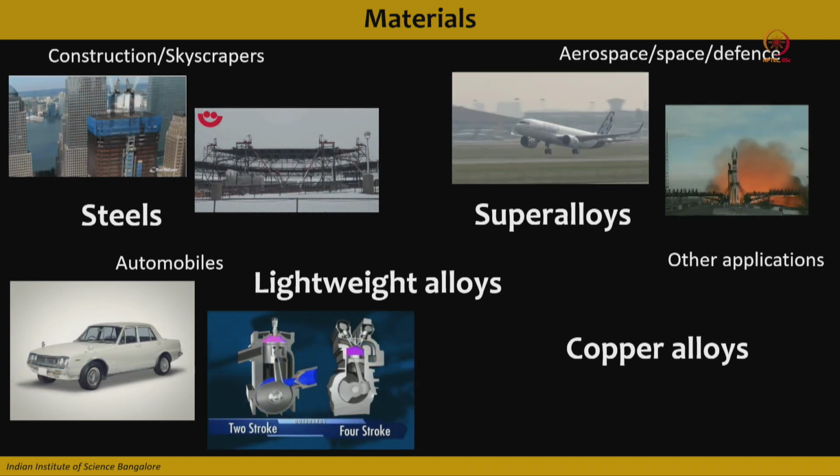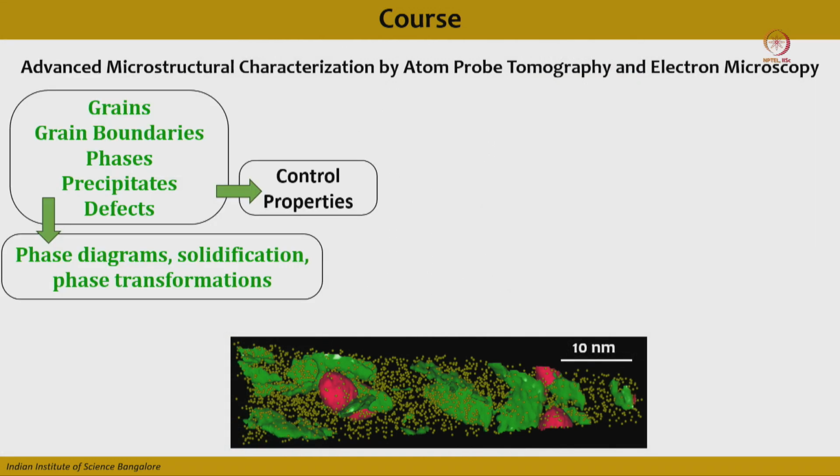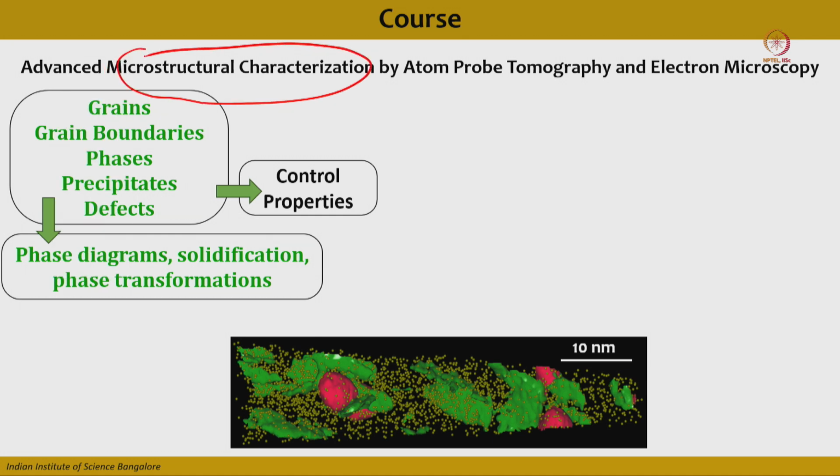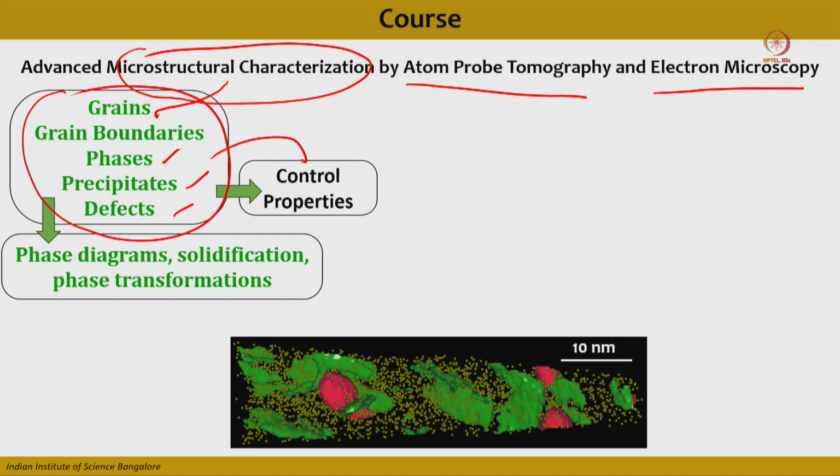All these materials have specific microstructural features. As the course title says, it is advanced microstructural characterization by atom probe tomography and electron microscopy. We will go one by one. What are these microstructural features? These are grains, grain boundaries, phases, precipitates, and defects. These all consist in the microstructure, which controls the properties.